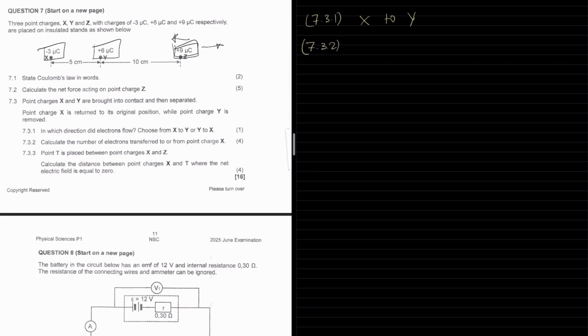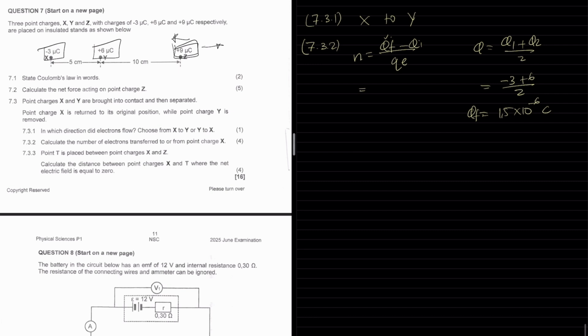7.3.2, calculate the number of electrons transferred. So to calculate the number of electrons transferred, that's going to be the final charge minus the initial charge divided by the charge of an electron. We need to work out QF. So to work out QF, we'll do Q is equal to Q1 plus Q2 over 2. So minus 3 plus 6 divided by 2, that's 1.5 times 10 to the minus 6 coulombs. So this is my QF.